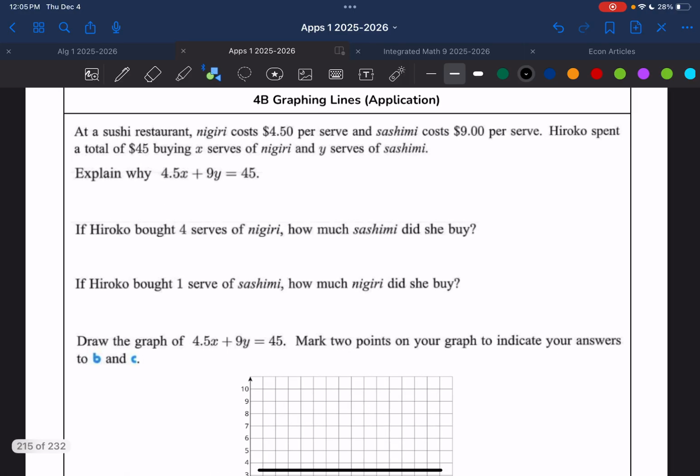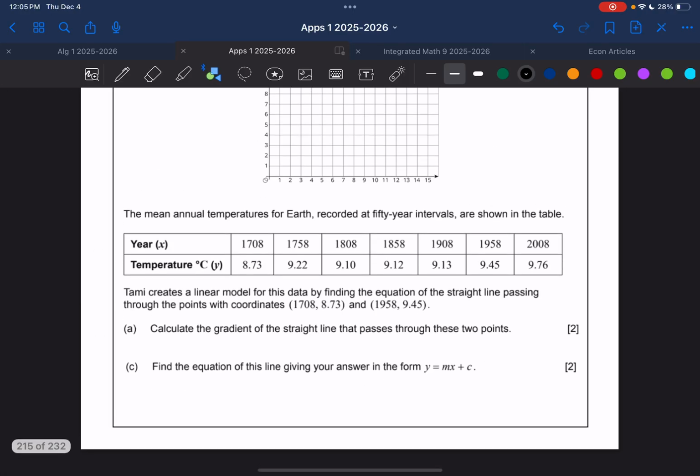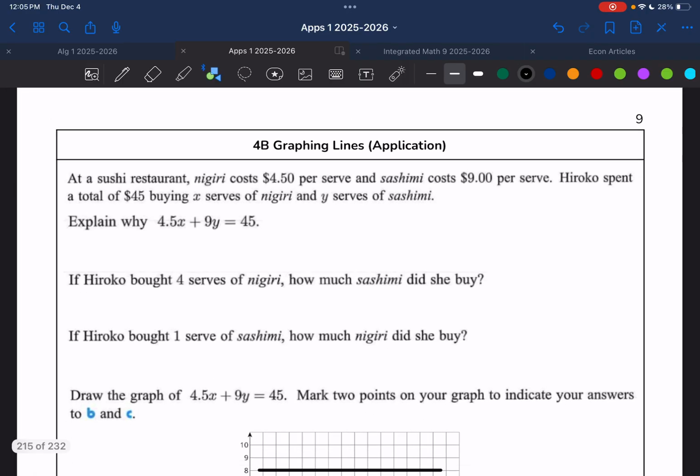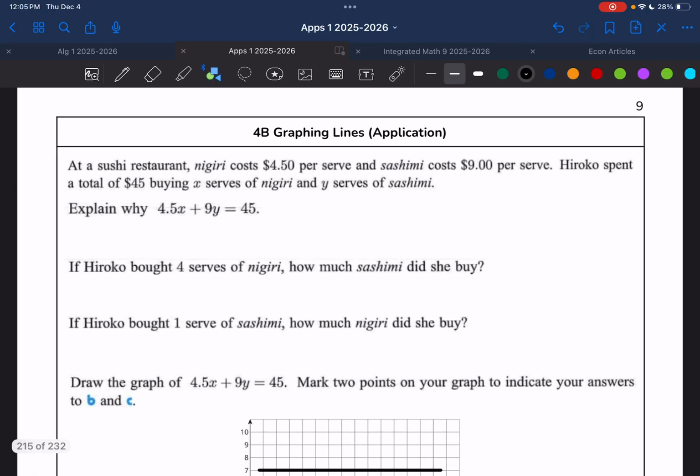Okay. Moving on to page 9, here we have some application problems. At a sushi restaurant, nigiri costs $4.50 per serve, and sashimi is $9 per serve. Hiroko spent a total of $45 buying x serves of nigiri and y serves of sashimi. So it says, explain why 4.5x plus 9y equals 45.